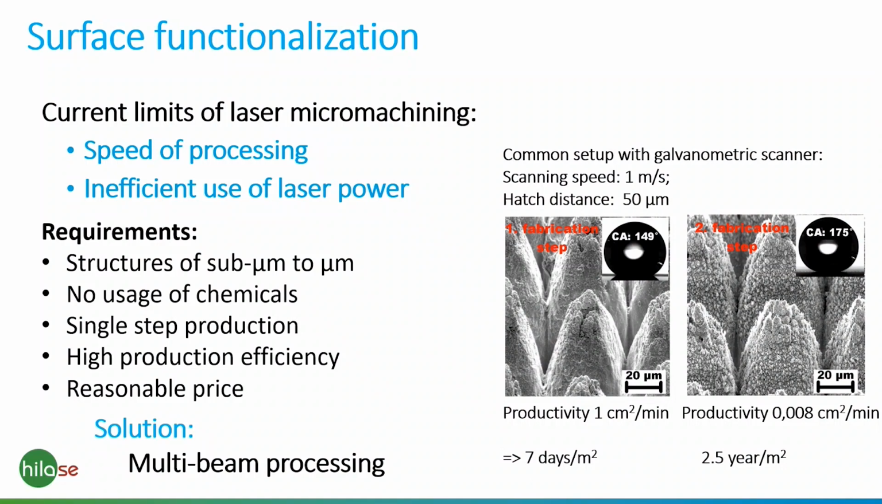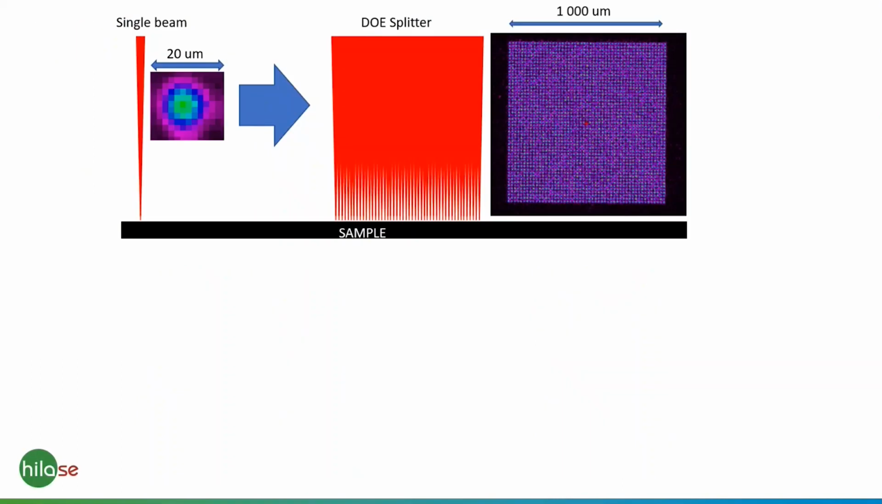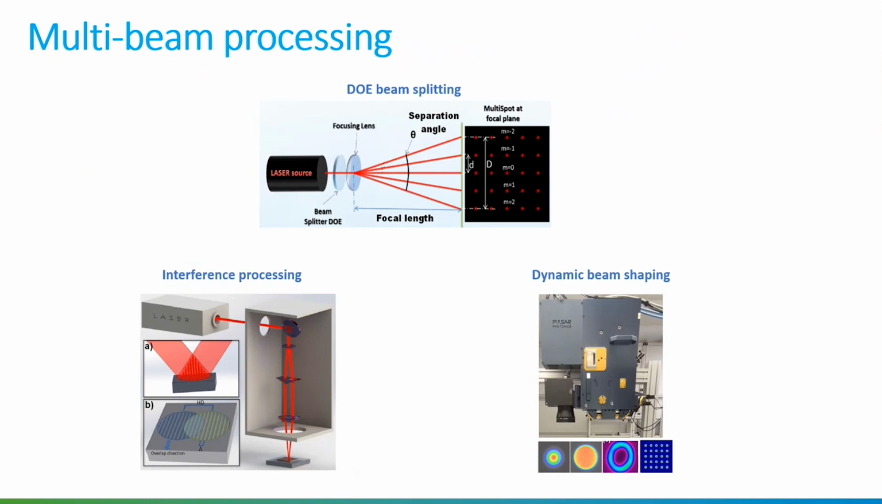So this is one of our tasks, how to make these surfaces fast and efficient, so this technology can be used even in industry. And we are focusing on 3 main technologies which can make this happen. First is focused on using diffractive optical elements.